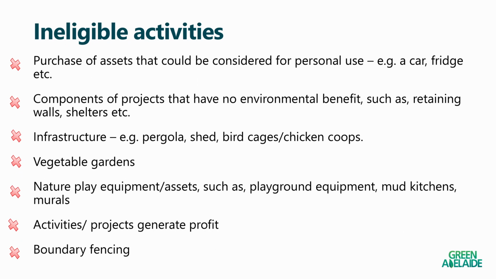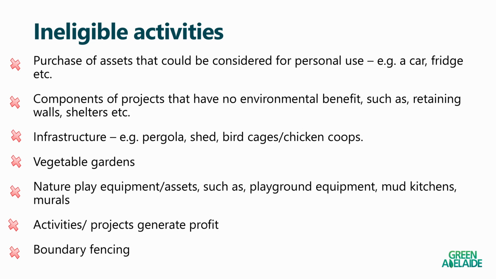Looking at the ineligible activities, there are a number listed on the screen. So things like purchasing assets that could be considered for personal use, components that have no environmental benefit, just straight infrastructure like pergolas, sheds, etc. A new one this year is that we're not funding vegetable gardens.